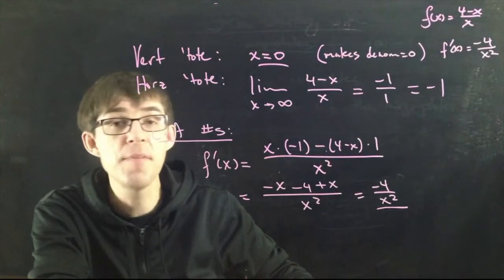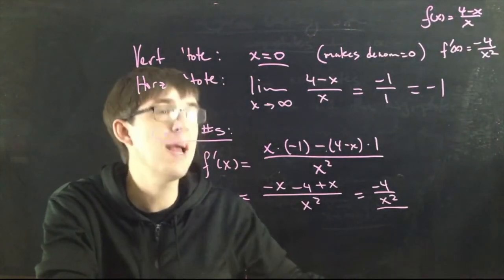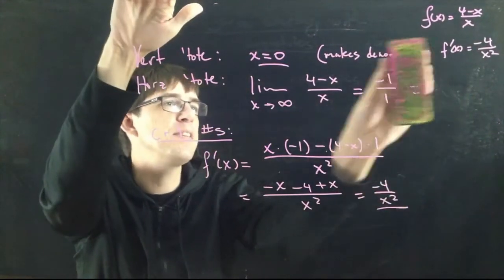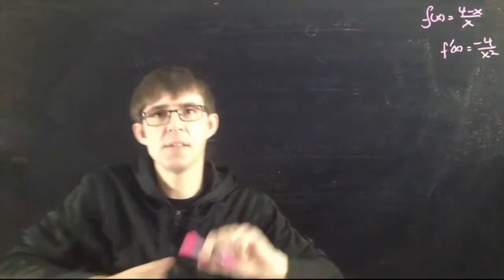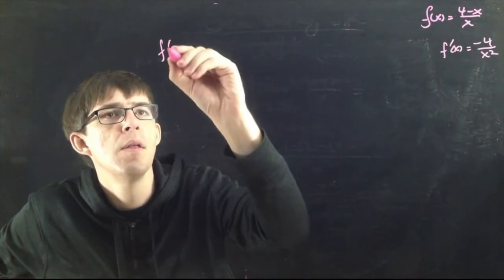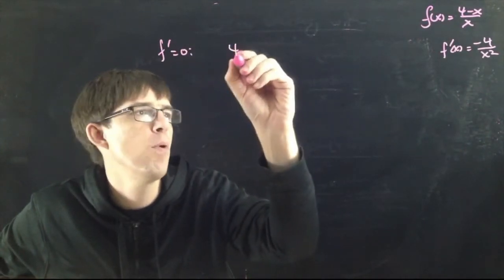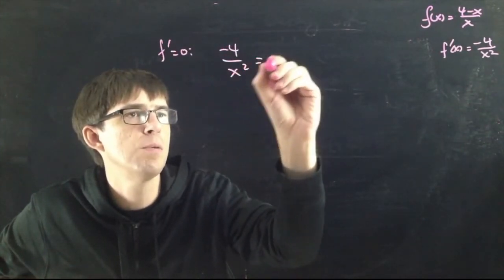Excellent. F prime of x is minus 4 over x squared. We've got to do the critical numbers now. Set this equal to 0 and also discuss when this does not exist. So f prime equals 0. I go minus 4 over x squared equals 0.